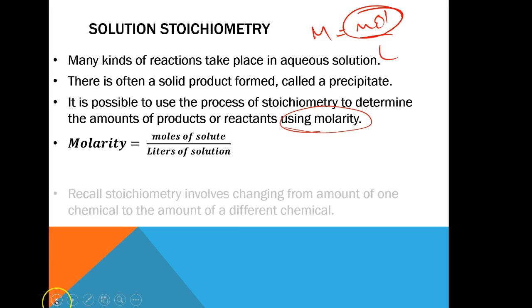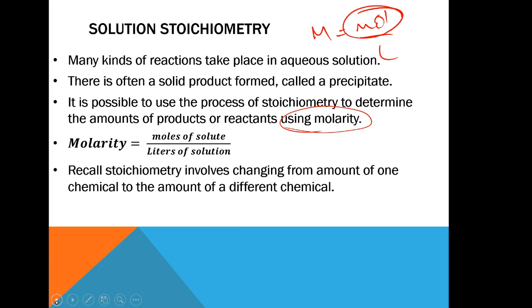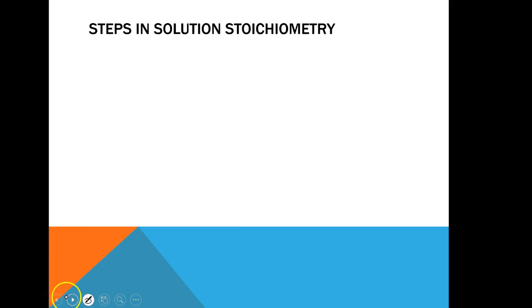So molarity is moles over liters, and if you remember, stoichiometry involves changing from the amount, and it doesn't matter if it's grams or particles, or in this case, molarity, or if we're doing gases, liters, the amount of one chemical you have to start with to the amount of a different chemical. And it doesn't necessarily have to go from reactants to products, although most of these will.